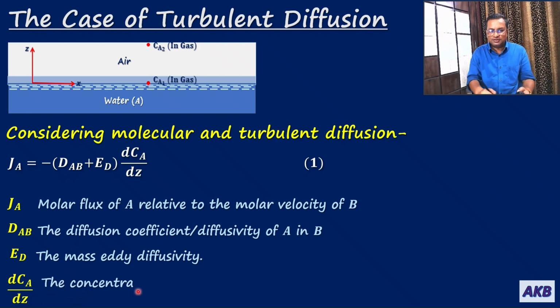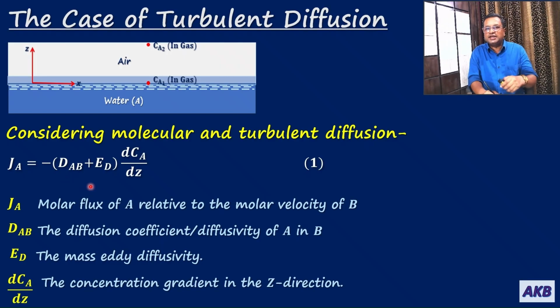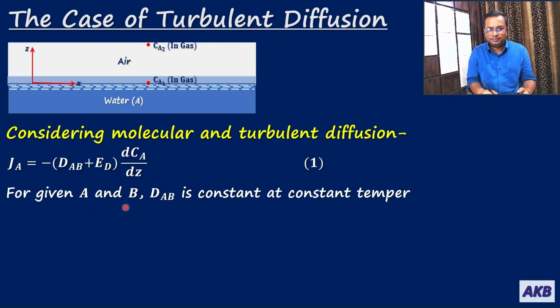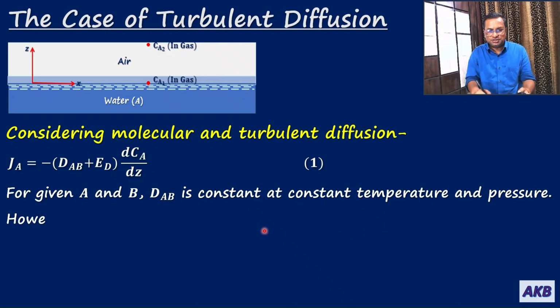dCA by dZ is the concentration gradient in the Z direction, and the negative sign in equation 1 indicates that diffusion is taking place in a direction of decreasing concentration, or mass transfer is taking place in a direction of decreasing concentration. Let us move ahead. Now for given A and B, this is a case where water vapor is diffusing through air. So if A and B are fixed, then DAB will be constant. DAB is going to remain constant at constant temperature and pressure.